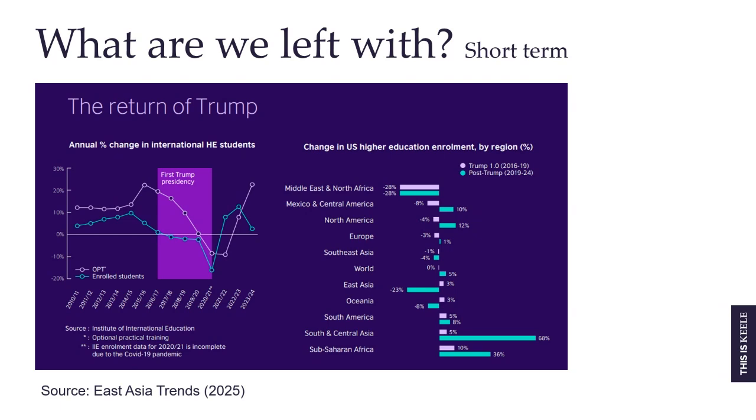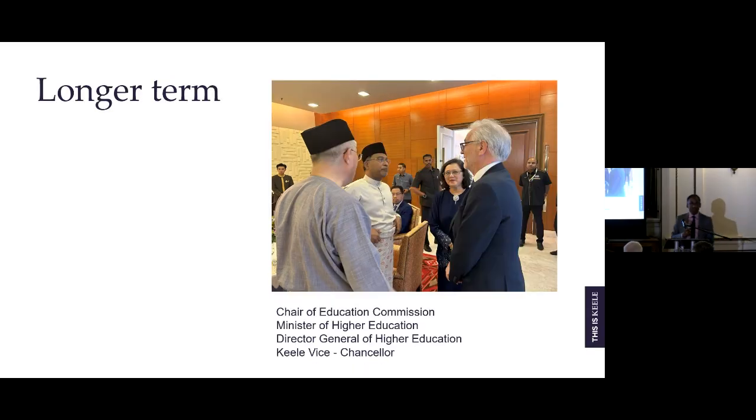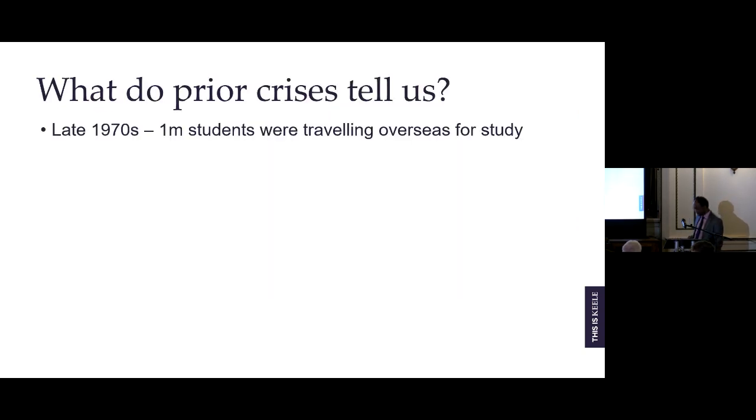So, Trump 2.0. Longer term, I think this is the Vice-Chancellor. If you look at these people here, you will see this is the Chair of the Education Commission of Malaysia. That's the Minister of Higher Education. That's the Director General of Higher Education. And that's, of course, Trevor, our Vice-Chancellor. We sometimes just need to be in the right place at the right time. That's what that was about. And I think Trevor was the only Vice-Chancellor from the UK in that room while that particular event was happening. So sometimes we need to make sure we're getting out there. So longer term, we need to be thinking about how we engage and being more active.